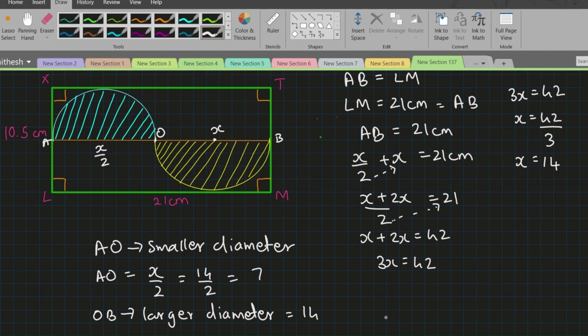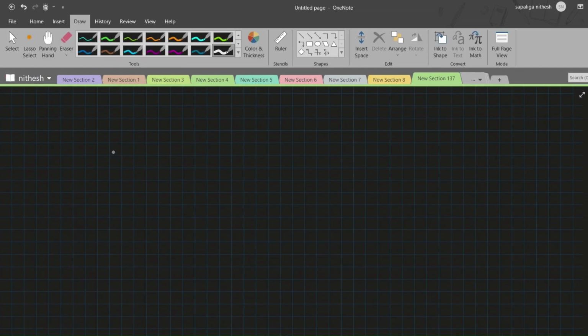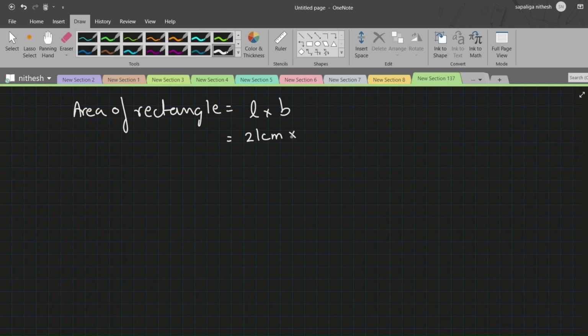Now we need to find the area of the shaded portion, so we can find the area of the semicircles and also the area of the rectangle. We first find the area of the rectangle. That is length into breadth. The value of length was given as 21 centimeter and the value of breadth was given as 10.5 centimeter. When you calculate this, you get 220.5 centimeter square.